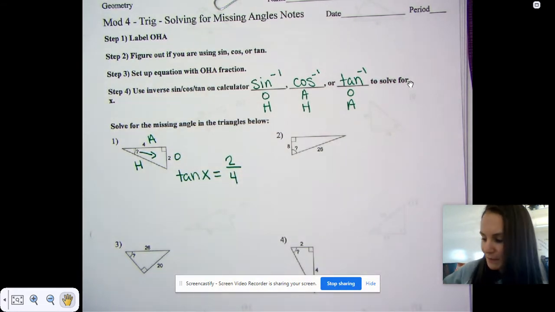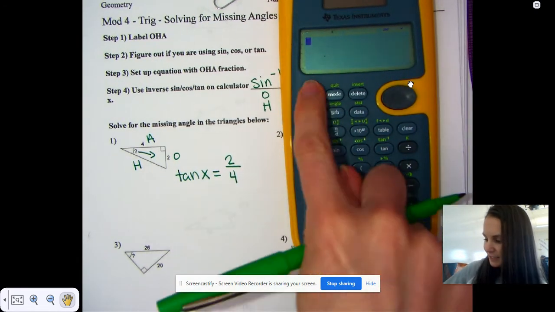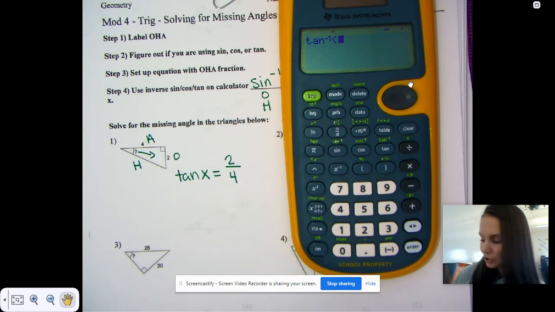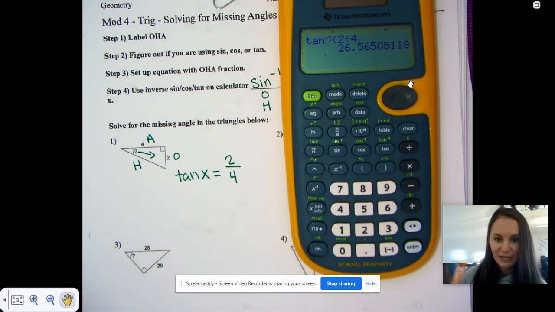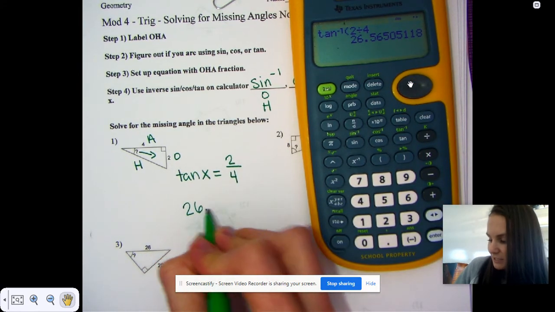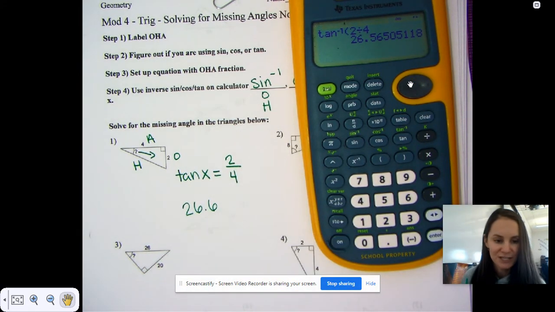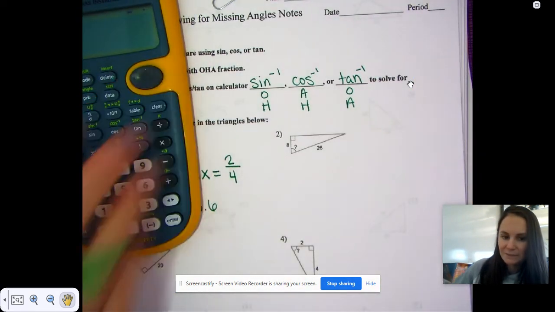I am then going to go to my calculator and type in second tan, and then that ratio, 2 divided by 4. And that is my answer there. Okay, I'm going to round 26.6, and then I can move to the next one. Okay, so let's come here.